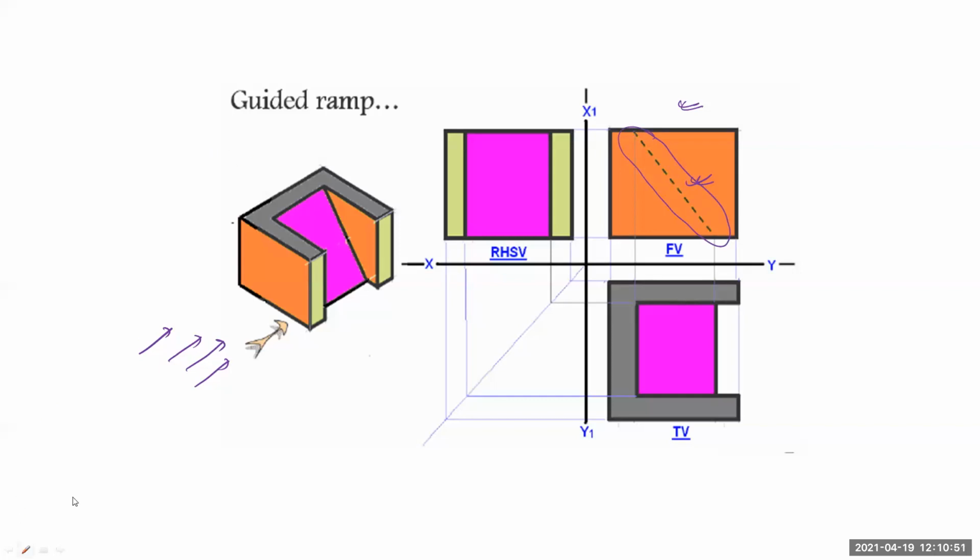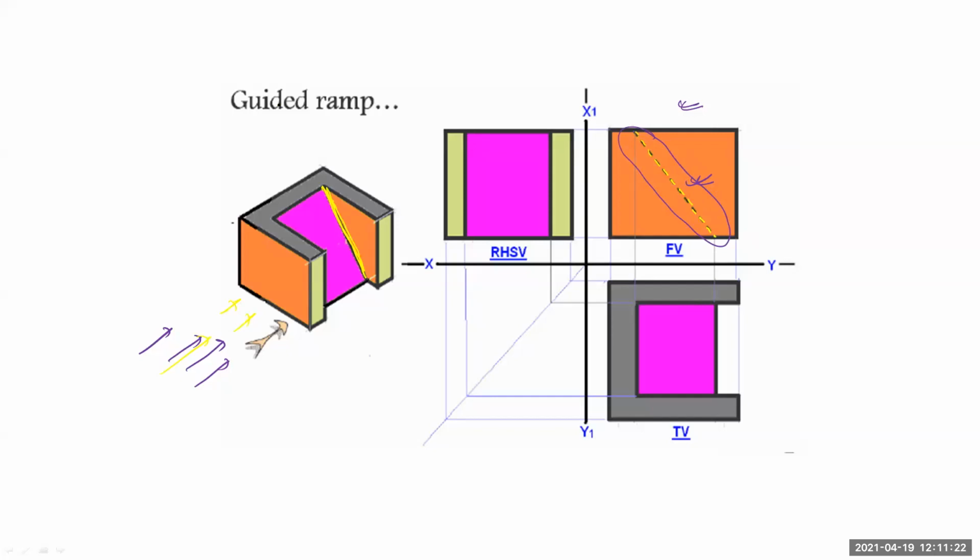Let me take some other color. Yes, here you can see this line. This line you will not be able to see when you are looking at it from the front side. So that portion will be represented as dash lines, or you can also call them hidden lines. Okay, so try to assimilate the things.